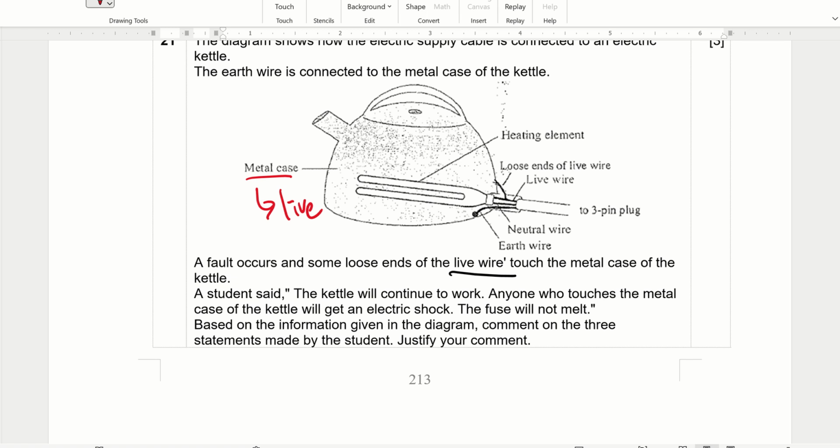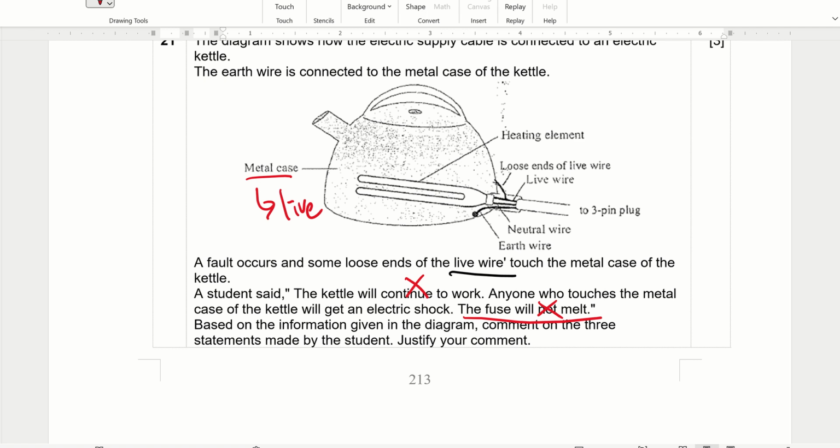Of course not, because when this live wire touches the metal casing, current will flow from the live terminal through the metal casing and into the earth. So that means there's excessive current. So if there's excessive current, the fuse will melt and it will create an open circuit. So the kettle will not continue to work, which means that this statement is false also. The fuse will melt.